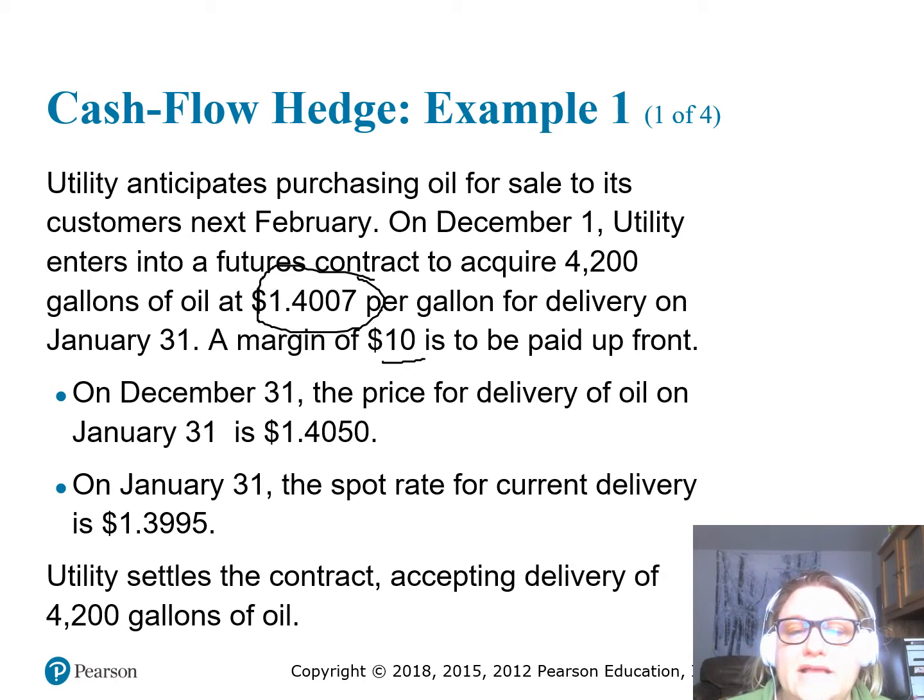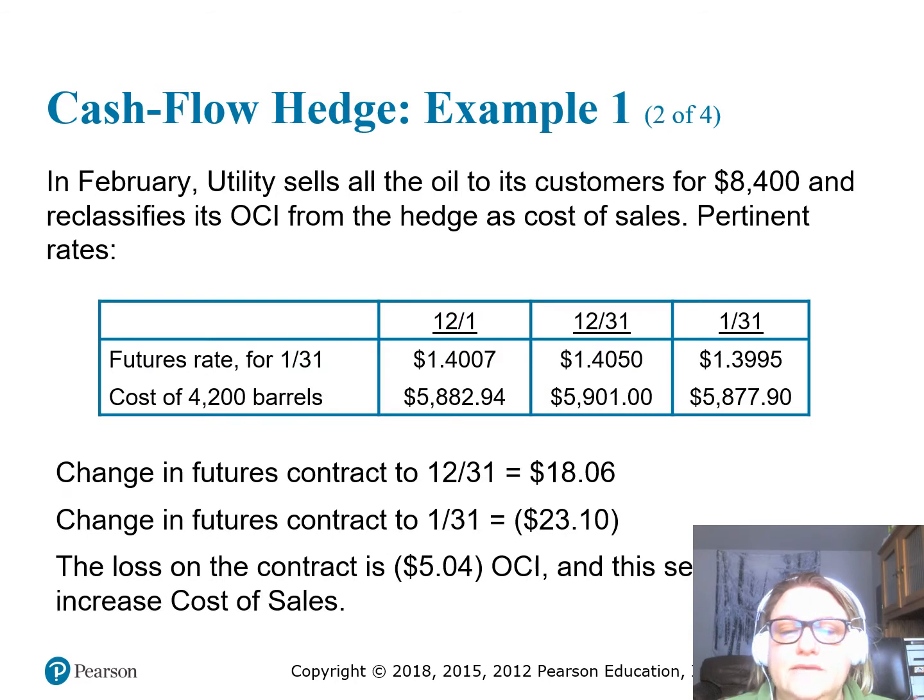So the price of delivery was this 1.4050, and then the spot rate on January 31st, it went down. So in 3 different positions. All right, what we contracted at, where it was at the end of the year, December 31st, and then actually the delivery date. So we have a rate, an up and a down, and then we're going to be basing this amount, multiplying this times the 4,200 gallons. So let's see what this looks like.